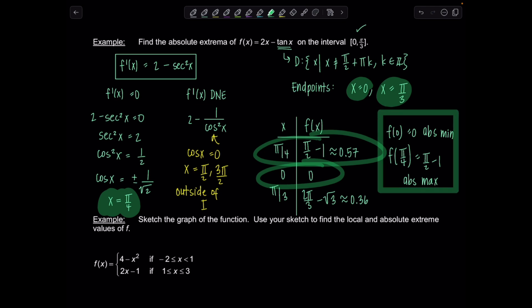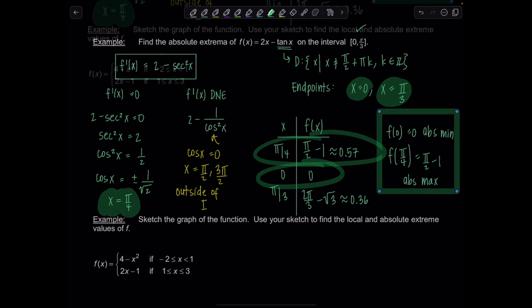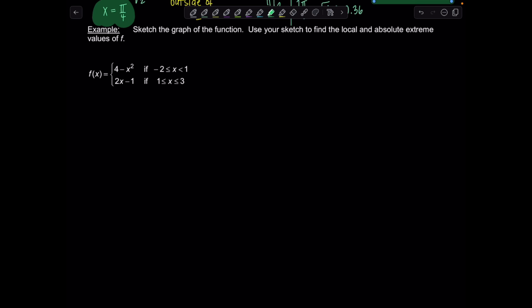Okay. Last one, we're going to do a piecewise function. All right, last example, sketch the graph of the function and then just use your sketch to find the local and absolute extreme values of f. So we don't need to go through the process of taking derivatives and whatnot. So f of x equals 4 minus x squared if x is greater than or equal to -2 and less than 1. And then f of x is 2x minus 1 if x is greater than or equal to 1 and less than or equal to 3.